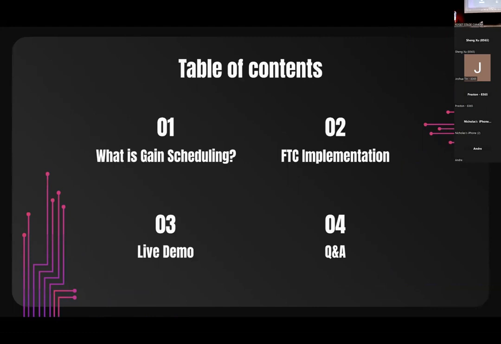So first we're going to be talking about what game scheduling actually is and why you would use it. And then next we're going to talk about how you can implement it from an FTC standpoint. And then we're going to be giving you guys a live demo. First we'll show you what the robot does without game scheduling. Then we'll show you what it does with game scheduling.